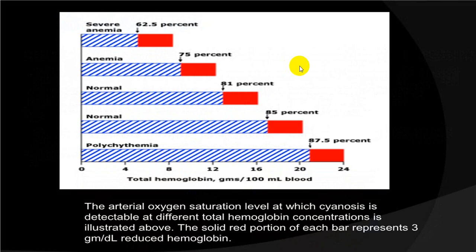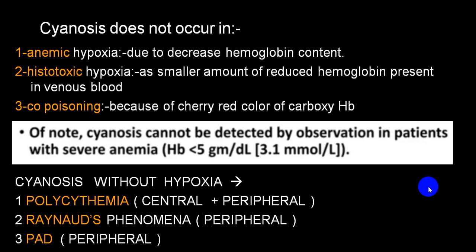I'm skipping this slide because explaining this will take a lot of time. In a case of severe anemia, it is extremely difficult to get cyanosis, while in case of polycythemia, even if the person has no hypoxia, he will still develop cyanosis because the excess hemoglobin cannot be saturated, and hence they will develop cyanosis. We'll be explaining in other slides.